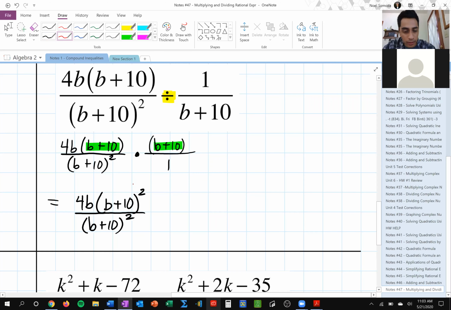So what's going to happen? In this case, those will divide out completely. And now you're just left with 4b as your final expression, right? There's nothing left in the denominator. There's only a 1, but 4b over 1 is the same thing as 4b. So you can just leave it as 4b.